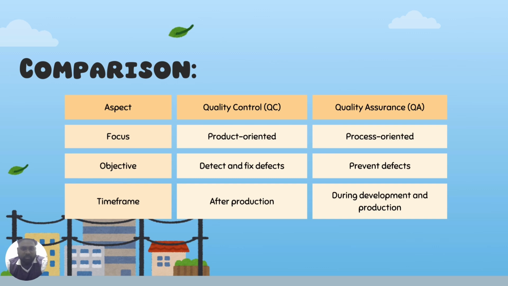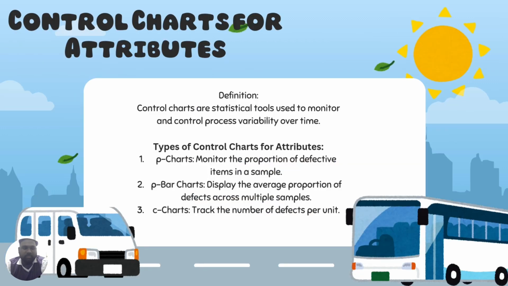The focus of quality control is product oriented, but quality assurance is process oriented. The objective of quality control is to detect and fix defects, and for quality assurance, we want to prevent defects. The time frame for quality control is after production, and for quality assurance it is during development and production.